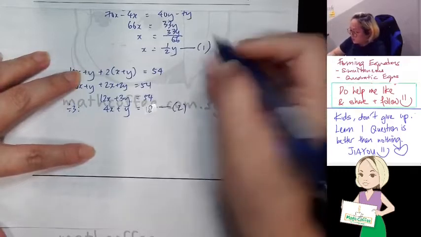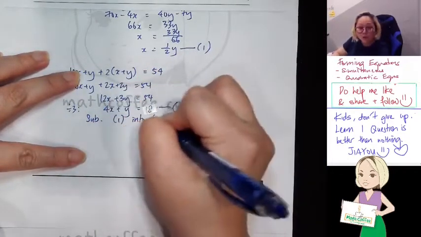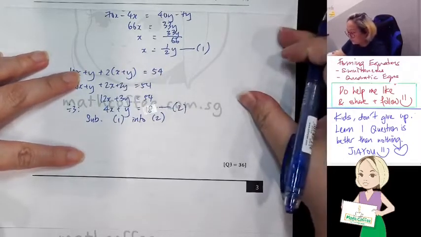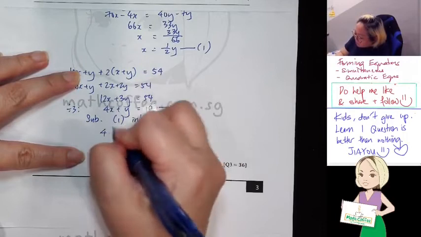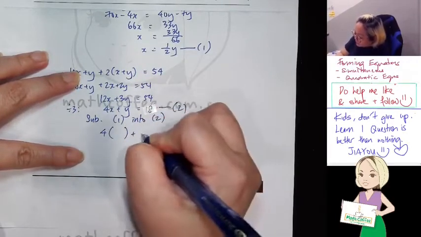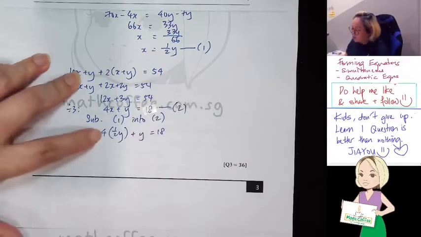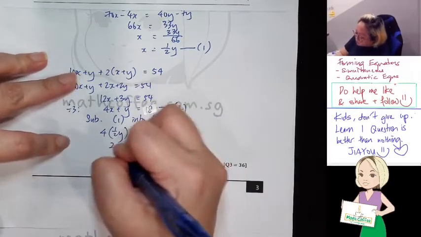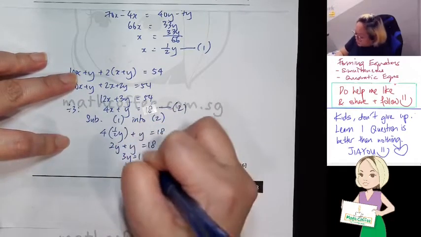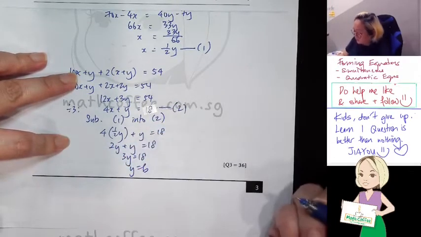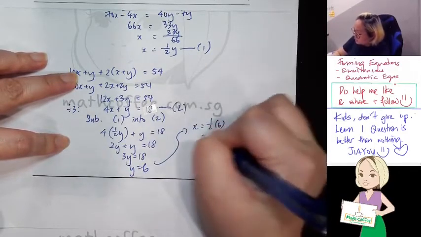So I'm going to substitute equation 1 into equation 2. Replace all the x with half y in 4x plus y equals 18. 4 times half y is 2y, so 2y plus y equals 18. 3y equals 18, y equals 6. So x equals half times 6, which is 3.